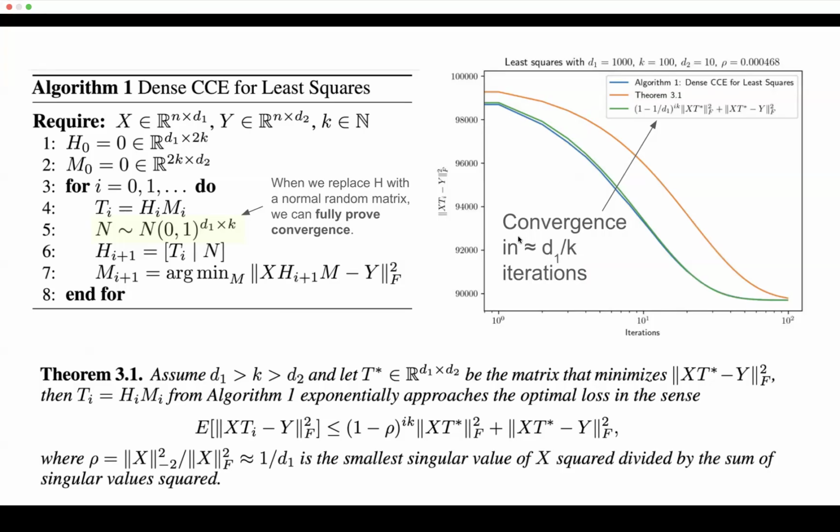And each iteration of this one is exactly d1 over k times faster. So it makes a lot of sense that this should be the number of iterations it needs to achieve the same quality. Otherwise, we would have found a much better algorithm for doing least squares problems, which was never our intention. We just wanted to reduce memory.